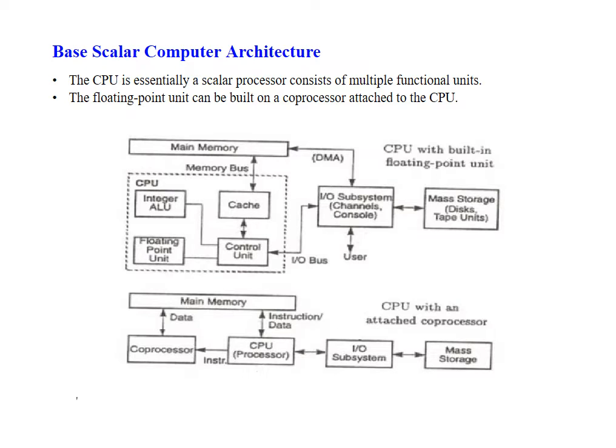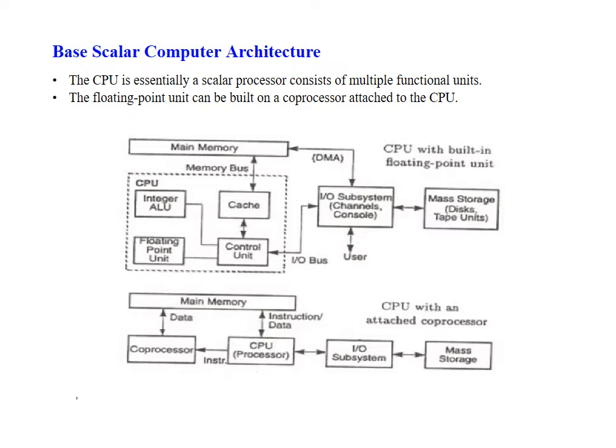In base scalar computer architecture, the CPU, essentially a scalar processor, consists of multiple functional units, and the floating point unit can be built on a processor attached to the CPU. Here are two portions. The first one is CPU with an attached co-processor, and another one is CPU with a built-in floating point unit.